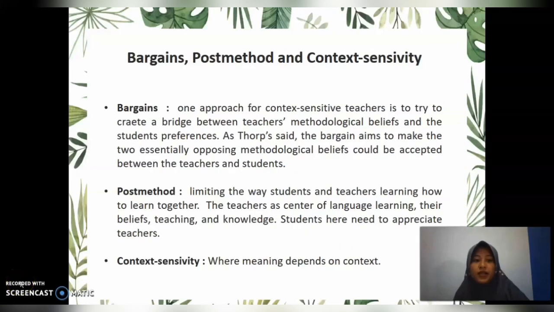And next is about bargains, post-method, and context sensitivity. Bargain is where the teachers and students make a deal, deciding what methods they are going to use in language learning. Next is post-method. It means the teacher is the center of language learning. In this position, students need to appreciate the teachers, believe that teachers are capable of teaching language, and respect their feedback if the students need improvement in language learning. And the last is context sensitivity. It means that meaning depends on context.